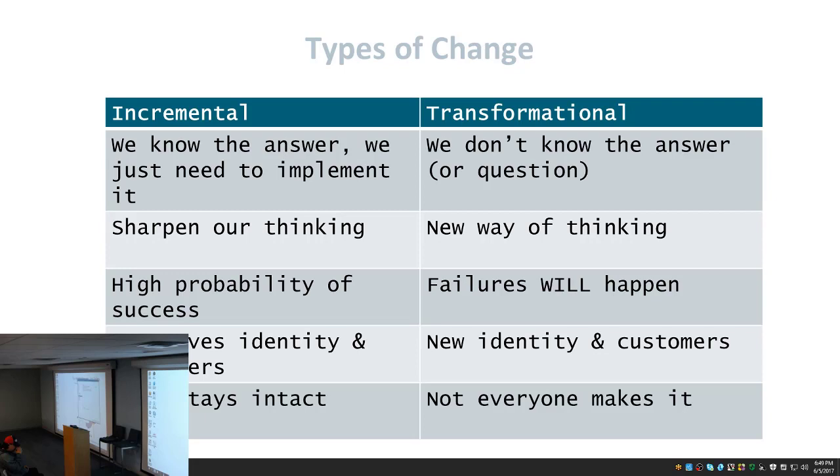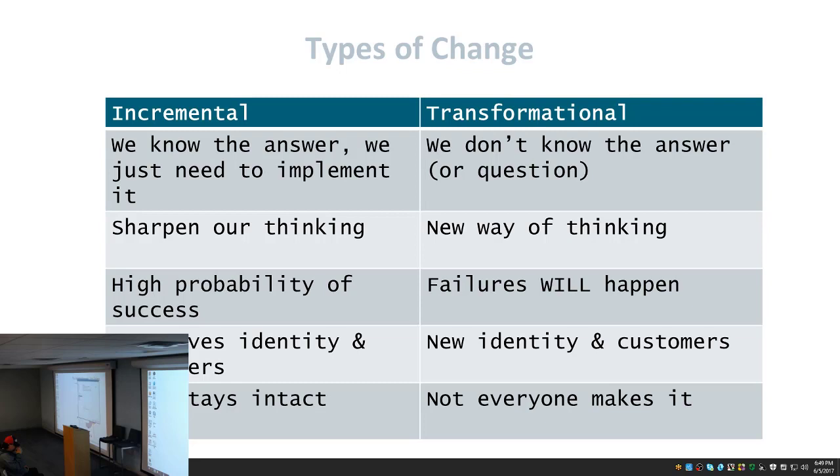And this is perhaps the hardest thing of all. With incremental change, your team stays intact. And when you do this transformational change, often you lose people, right? You lose people. And the reason why is because this transformational change is so hard.